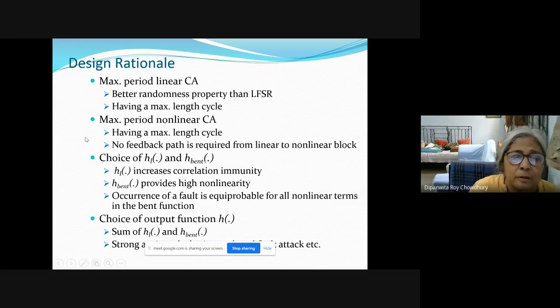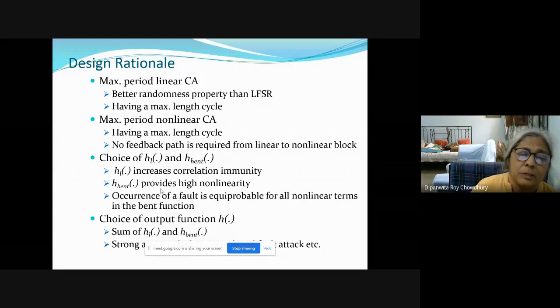Then the choice of HL and HBAND. This is for my combiner function. Earlier, other stream ciphers, particularly Grain, have used only one function, one filter function. Now, what we have done, since the BAND function is universally known as the best crypto function, even used in block cipher for designing S-boxes, that we have taken here.